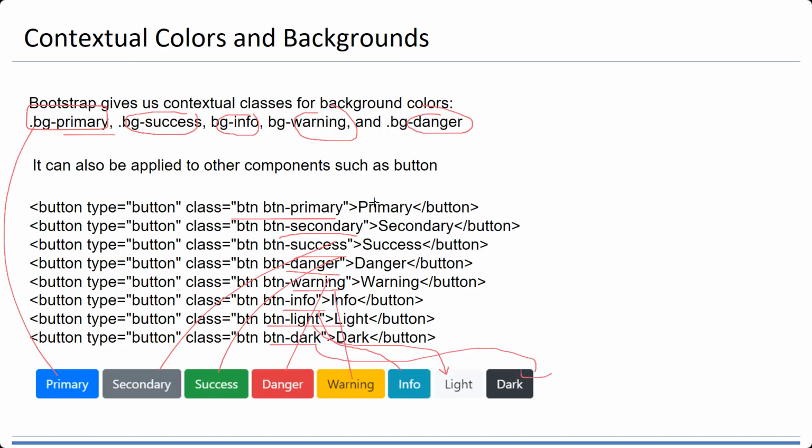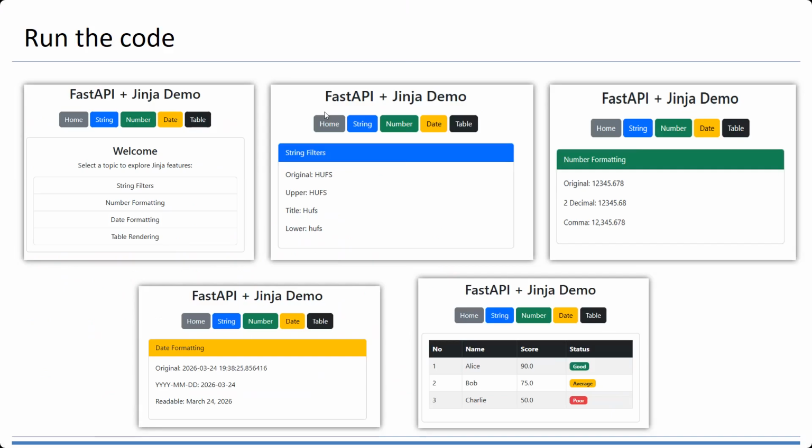So you can use these components for the button. And I'm using some of them in the previous example. So you can see this is the secondary, this is the primary, success, warning, and dark. So this is the class access in Bootstrap.